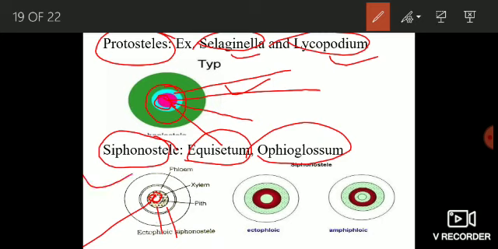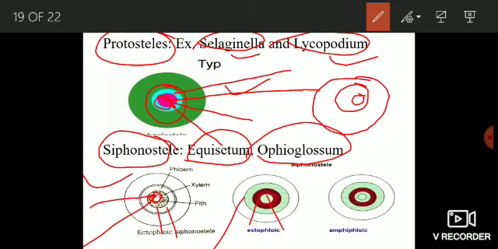The second type is siphonostele. In siphonostele, you have a central core of pith, and this pith is surrounded by a ring of xylem, and this is surrounded by a ring of phloem. This is known as siphonostele. Here you can see, this is pith, this is xylem, and this is phloem. Examples are Equisetum and Ophioglossum.